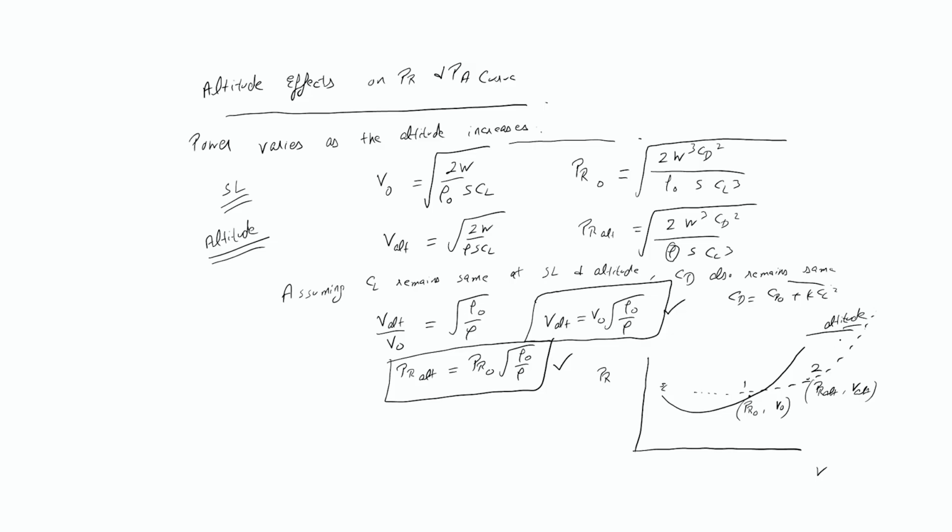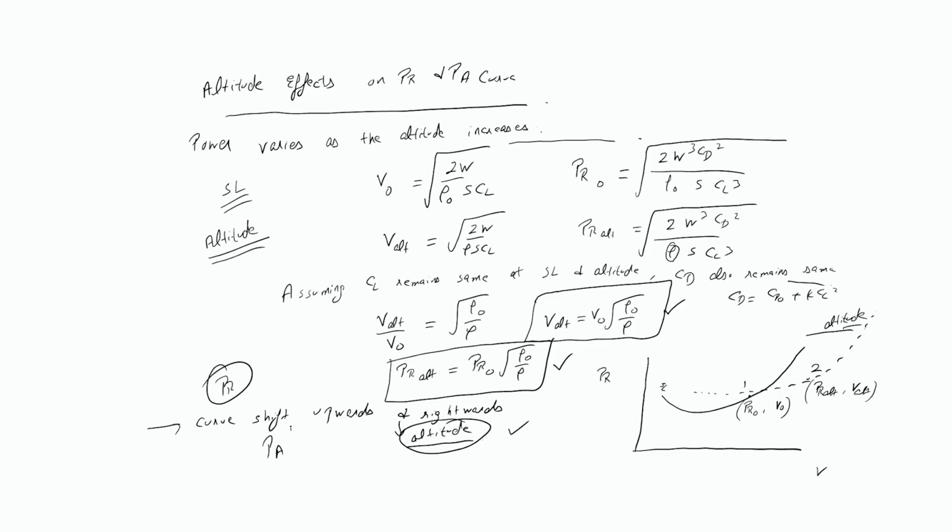Okay, so this is at some altitude. So this has shifted towards the right. So this curve shifts upwards and rightwards. Okay, and this is applicable at some altitude. Alright, so the power required curve will actually shift upwards and rightwards at some altitude. So this was for power required.